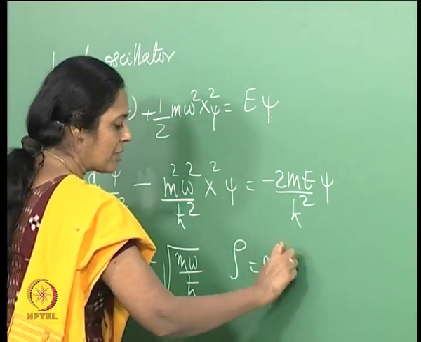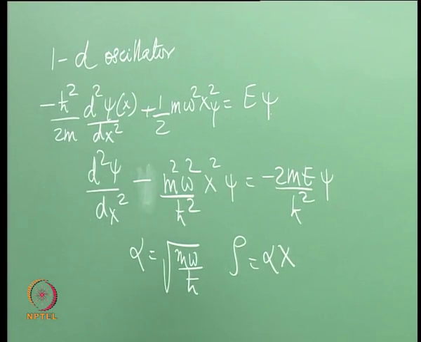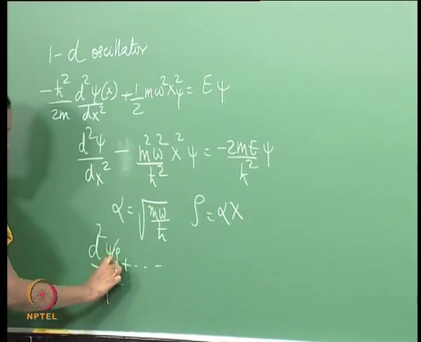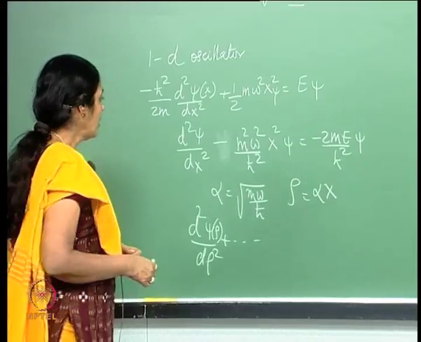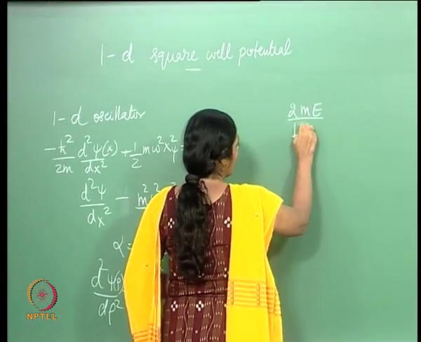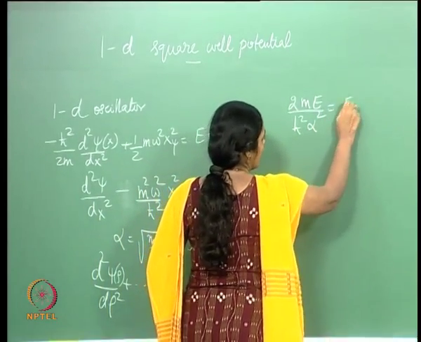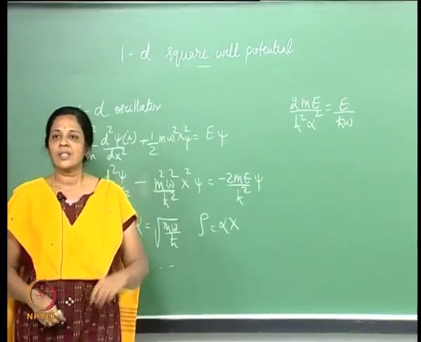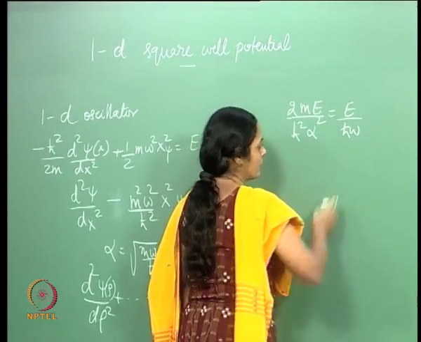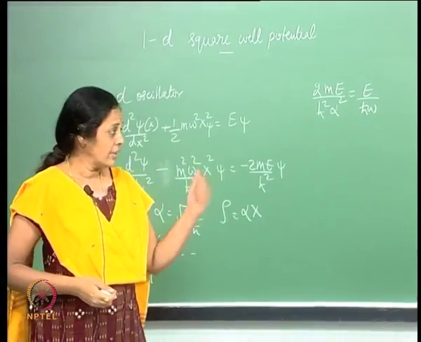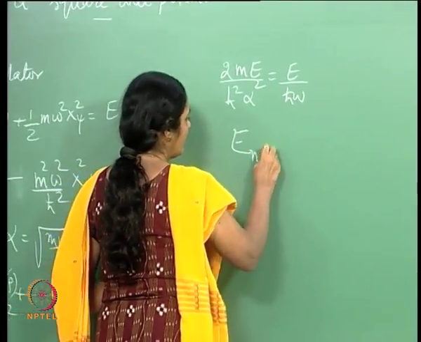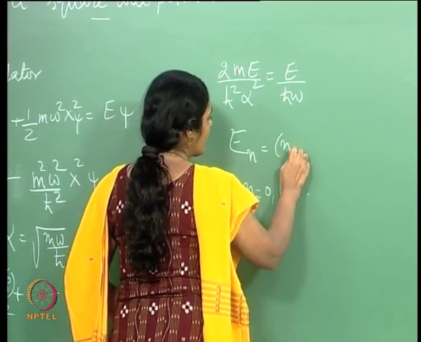Then we defined rho, which was alpha x, and which was therefore a dimensionless quantity. Recast this equation in terms of d2 psi by d rho squared plus so on, where psi was a function of rho. And in the process also got a quantity 2mE by h cross squared alpha squared. Now this can be written as E by h cross omega, and therefore that's a dimensionless variable. In other words, what we are doing is the following. E will be written in terms of h cross omega, 1 h cross omega, 2 h cross omega, and in this problem n plus half h cross omega once E is quantized. So we got E sub n, where n takes values 0, 1, 2, etc., is n plus half h cross omega.